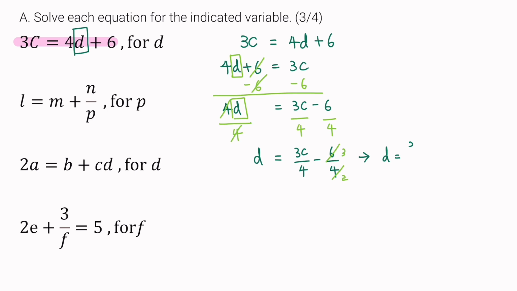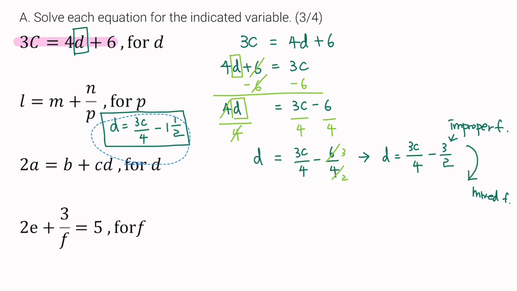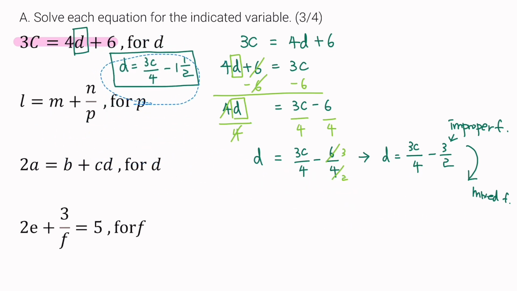So we can say d is equal to 3c over 4 minus 3 over 2, or better yet, you can say d is equal to 3c over 4 minus 1 and 1/2. Since this is an improper fraction, you don't have to, but you can change it to a mixed fraction. So I'm gonna box this version of my answer as my final answer and write it right here. There you go.